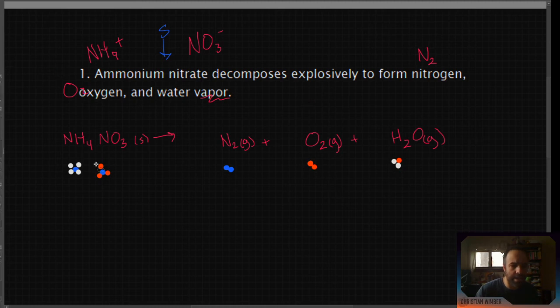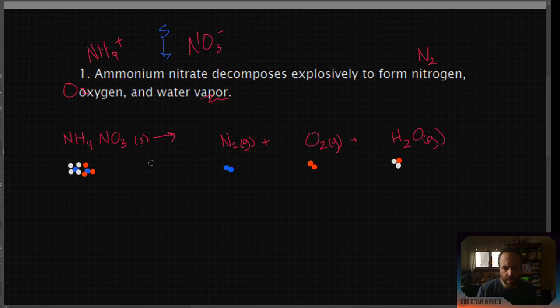You see this NH4NO3? These are not separate. They need to be stuck together. I see a lot of people separating things out. That is not how this works. These are in the same formula. They need to be together.